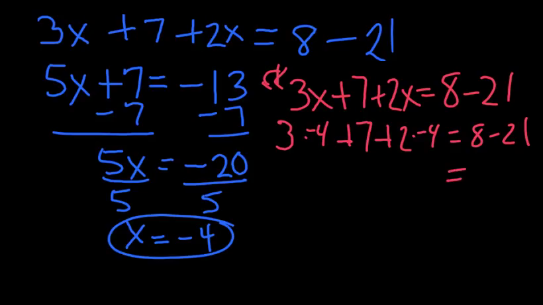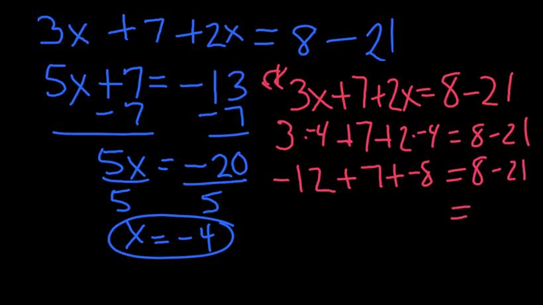Well, that's negative 12 plus 7 plus negative 8. And 8 minus 21. Well, 8 minus 21 is negative 13. Let's see if this side comes out to negative 13. Negative 12 plus 7 is negative 5. Negative 5 plus negative 8 is negative 13. So it checks beautifully.